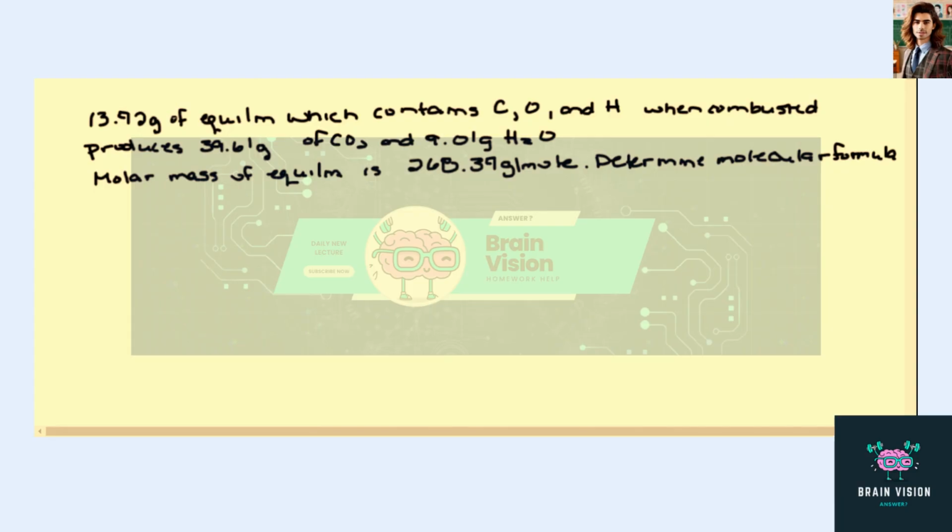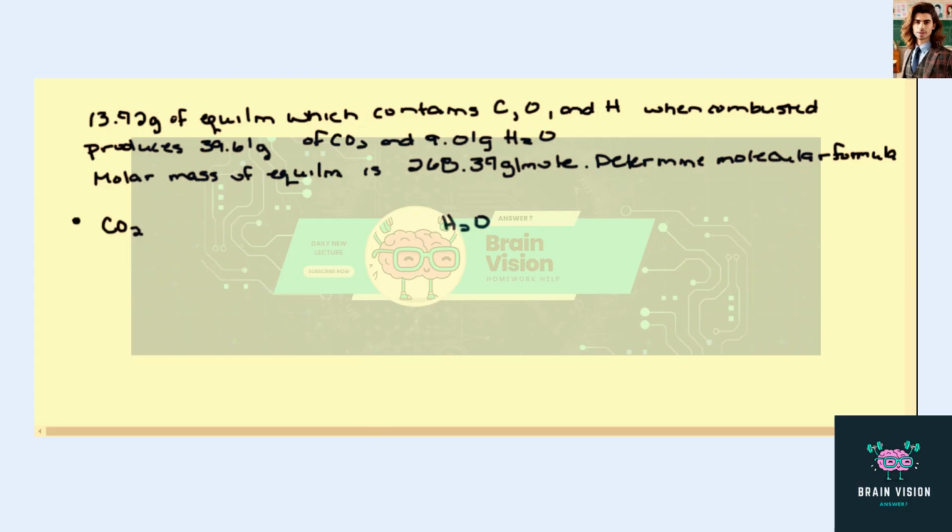So what we first need to do is find the mass of carbon and hydrogen, given the masses of CO2 and H2O. So we're going to find the molar mass of carbon dioxide and the molar mass of H2O.